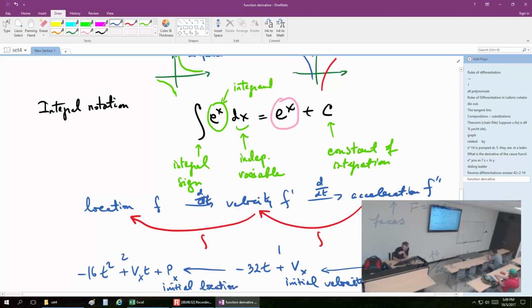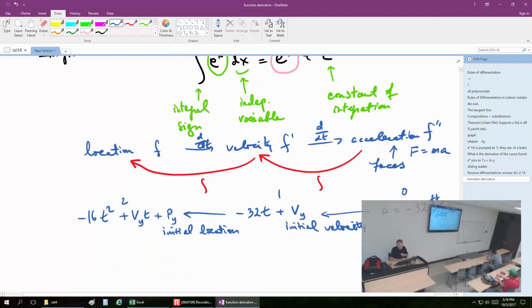Because we're going to do next, sorry about that, that's supposed to be a y. Because we're talking about the vertical motion, so this is all about y. So vertical gravity pulls us down, negative 32 feet per second squared. Then we integrate once, we have negative 32t plus vy, where vy is the initial vertical velocity.